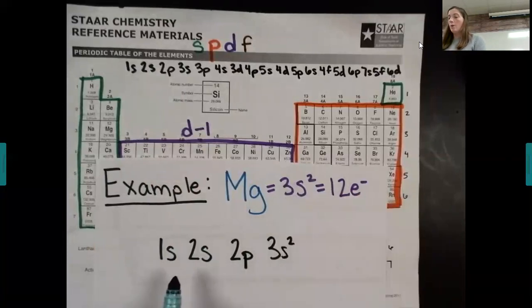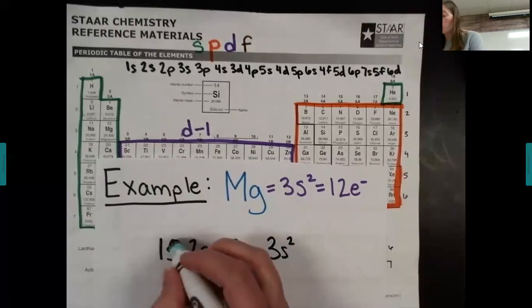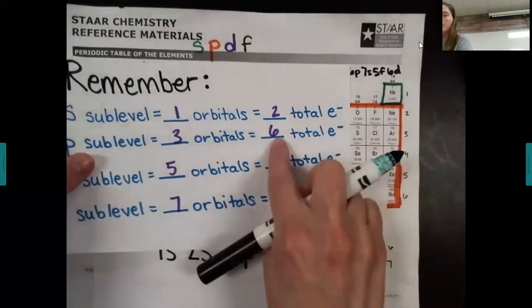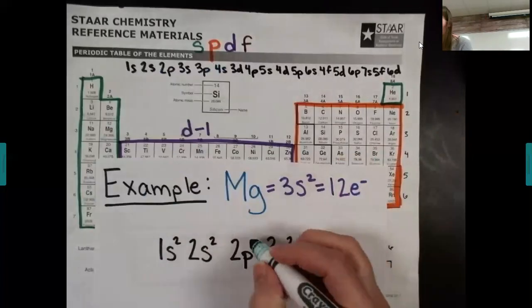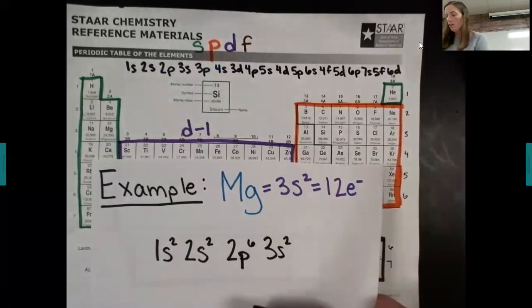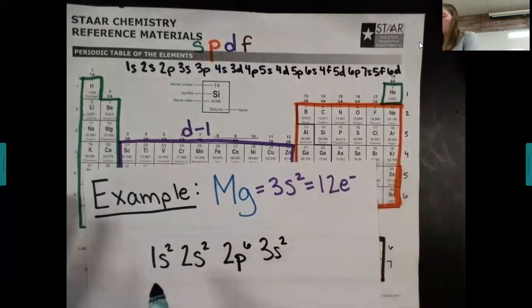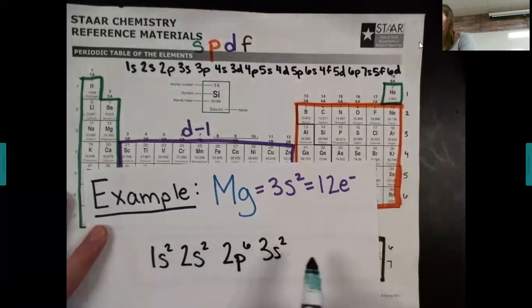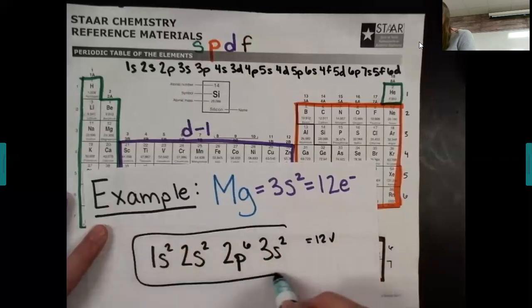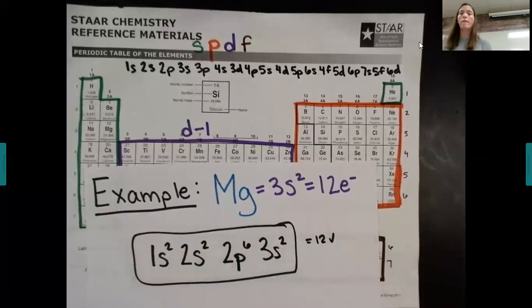And remember, now we go back and write how many electrons these can hold when full. So s's can hold 2 when full. And do you remember how many p's hold when full? Okay, p's can hold 6 when full, so this is going to be 2p6. All right, and again, we double check by adding the superscripts together. 2 plus 2 plus 6 is 10, plus 2 is 12. So that equals 12, which is what we need. So this is my answer for the electron configuration for magnesium.